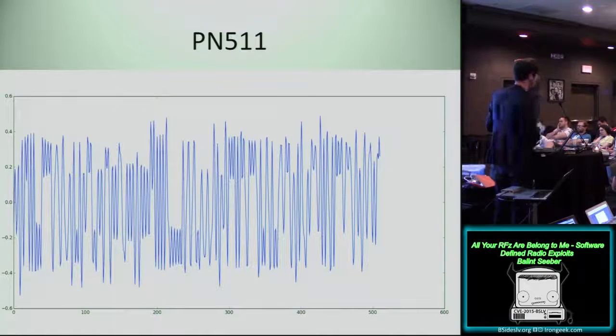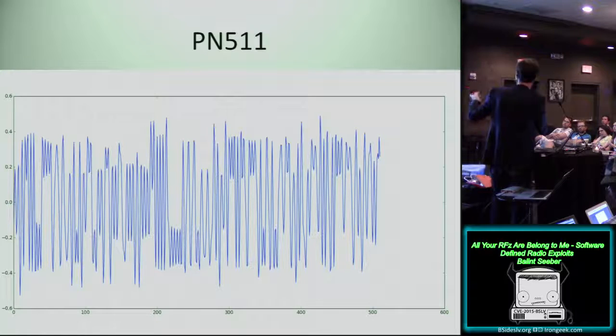And this is known as the PN511 code. This is defined in the standard. You can open up the PDF and it will have it there. And when you take that, and I have a little GNU Radio flow graph, it takes this long sequence and turns it into the baseband signal. So this is actually what is transmitted over the air. This is what it would look like if you received just that little bit of signal.